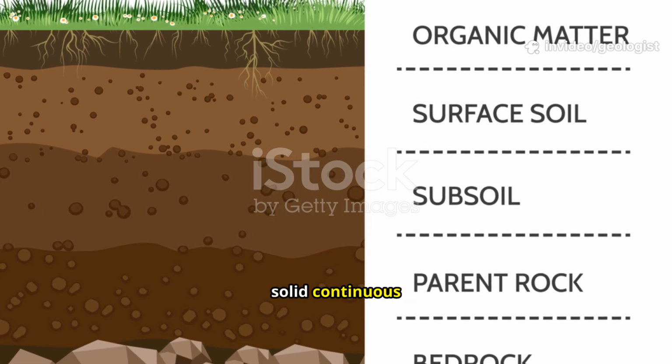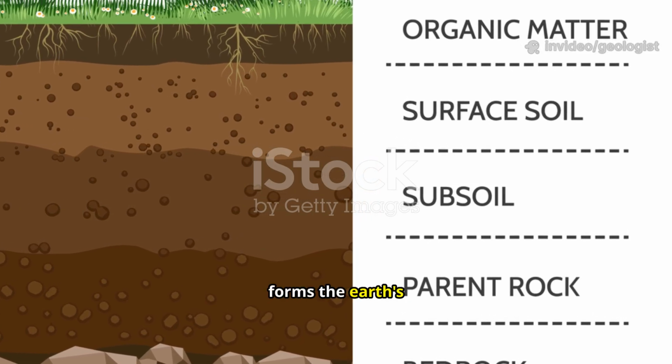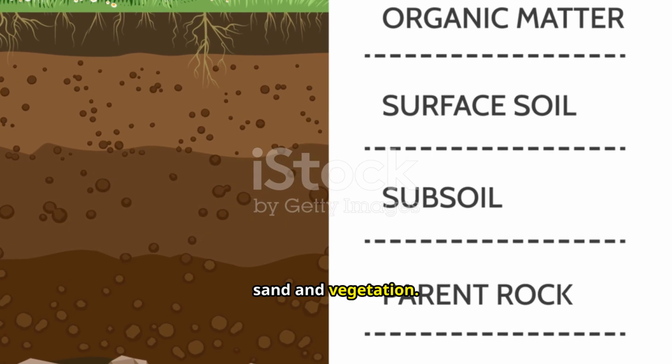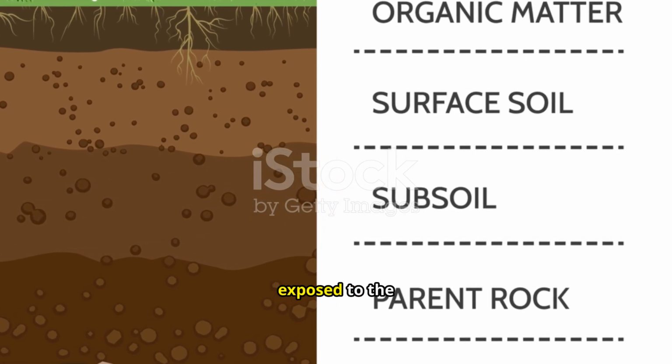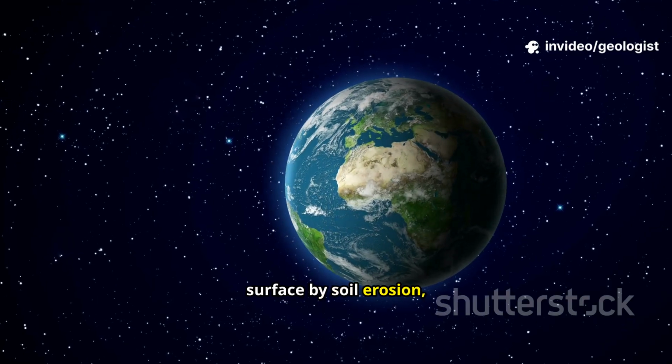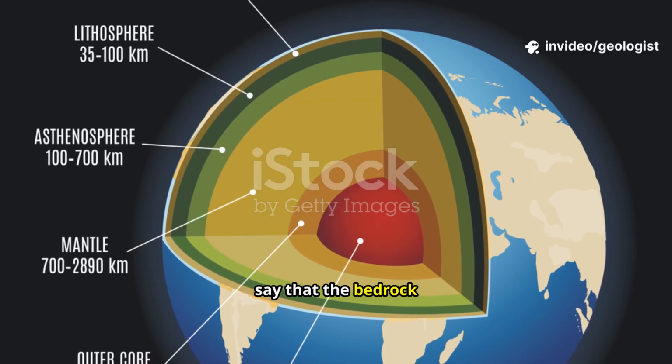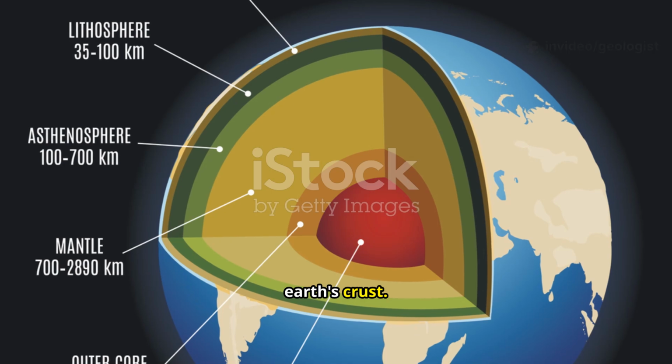Bedrock is the solid, continuous layer of rock that forms the Earth's crust underlying looser surface materials like soil, sand, and vegetation. Bedrock can be exposed to the surface by soil erosion, weathering, and tectonic uplifts. So we can safely say that the bedrock is the foundation of Earth's crust.